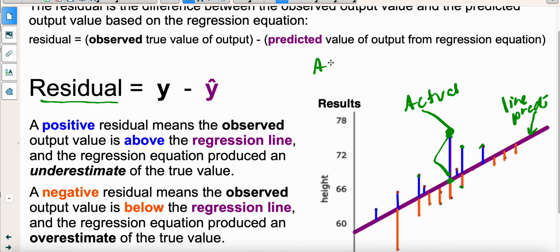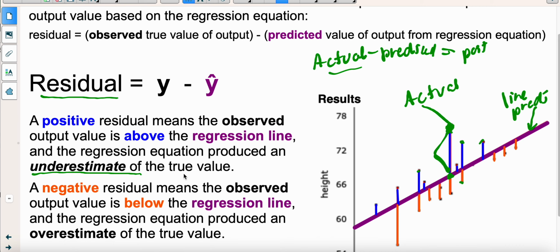If I take actual minus predicted, it's going to be a positive number, right? My actual value is greater than the predicted value. So this distance here is positive. It means my actual is bigger than my predicted. It means that my regression line underestimated the true value or the observed value. That's all my residual is. I'm just comparing what did I actually see versus what is the line predicting.